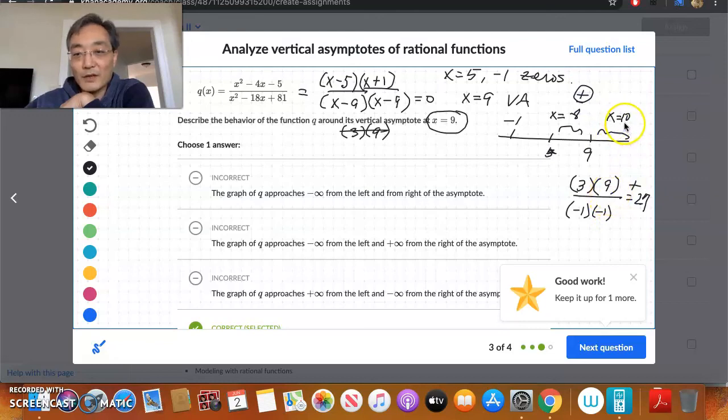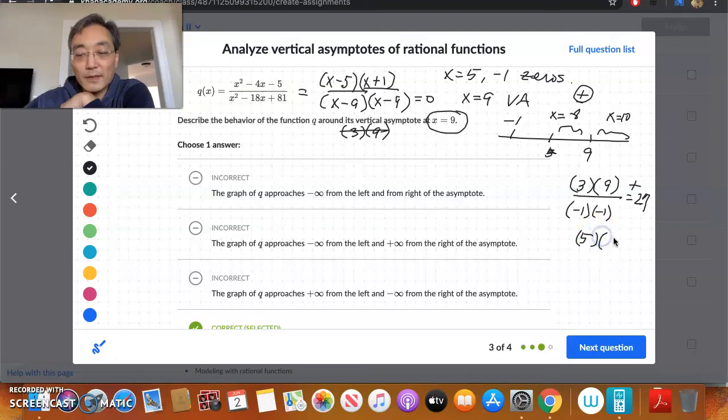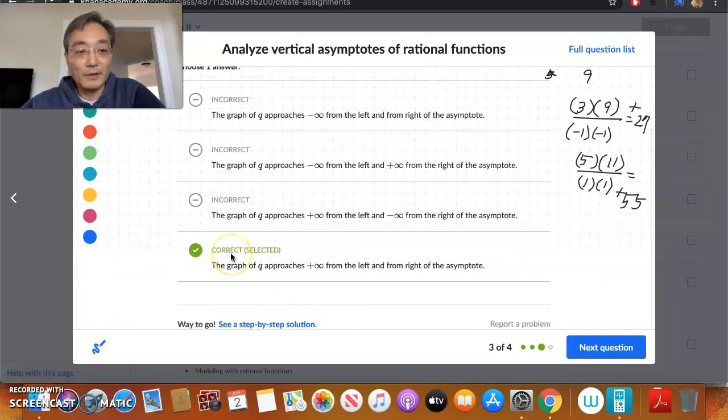And if I do that on the other side here, I can just do a quick look. 10 minus 5, that's 5, correct? 10 plus 1 is 11. 10 minus 9 is 1 and 1, correct? So 5 times 11 over 1 and 1 is 55. That's also positive. So both sides are positive. That's why both sides are going to positive infinity, which is what we picked initially, right? So that's how we could do it.